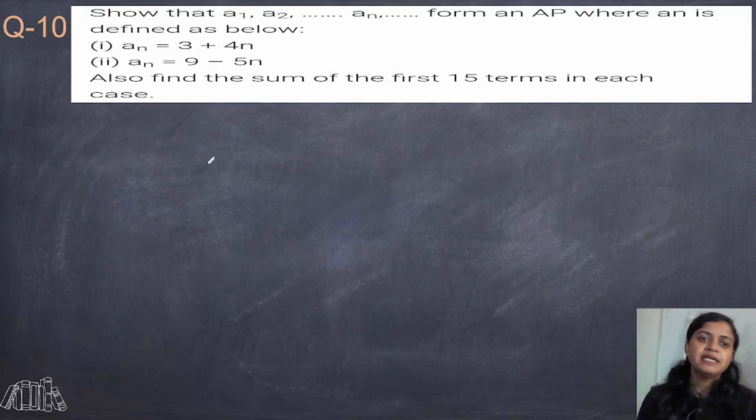Next, question number 10. In question number 10, A1, A2, ..., AN form an AP where AN, with suffix n, is defined as below: AN equals 3 plus 4n and AN equals 9 minus 5n.